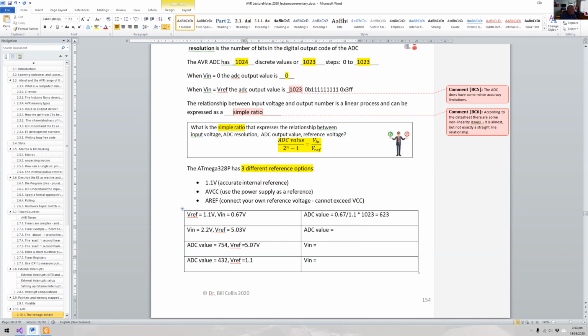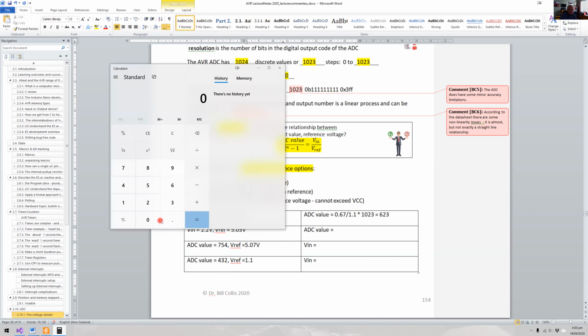Let's just do this on the calculator. So I'm in standard mode: 0.67 divided by 1.1 and times 1023 equals 623.1. Now, why am I not writing down 623.1? I'm working simply with digital logic circuits which aren't configured to have decimal places. Okay, we are working with whole numbers.